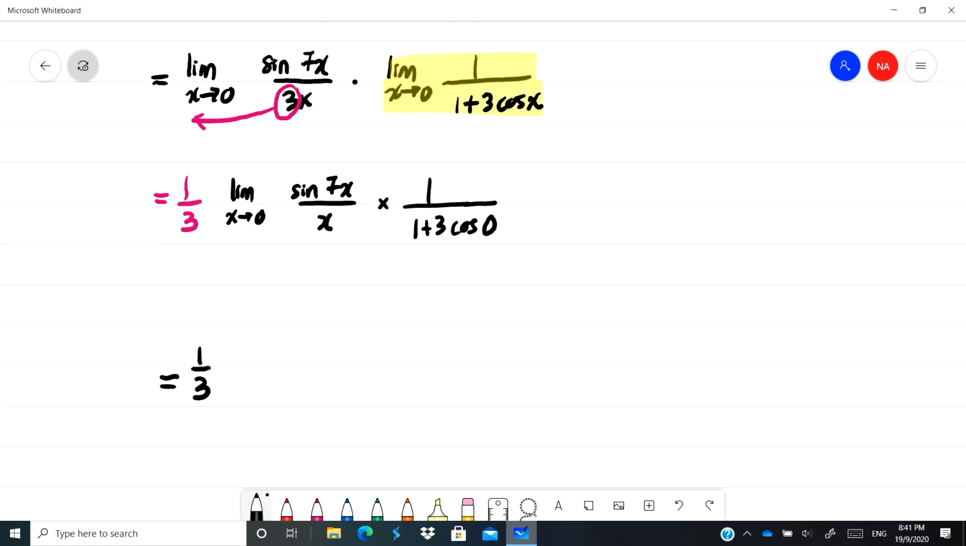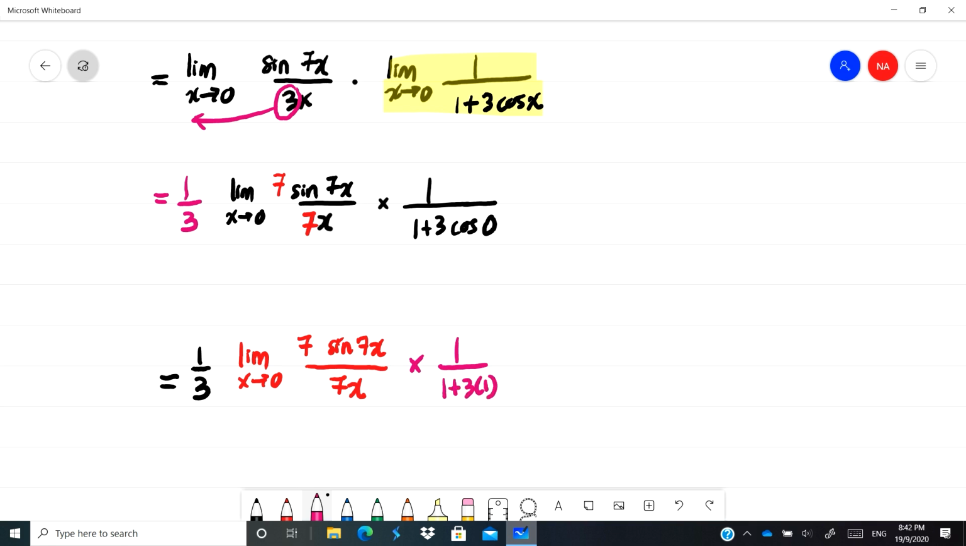This part has 7x. We have seen quite a lot of examples here with 7x, but this one does not have 7, so we have to put 7 here. Put means multiply, you multiply 7 there. So you'll have the limit as x approaching 0 of 7 sine 7x over 7x. For the last part, you calculate the value of cos 0, which is 1, so multiply by 1 over (1 plus 3 multiplied by 1).